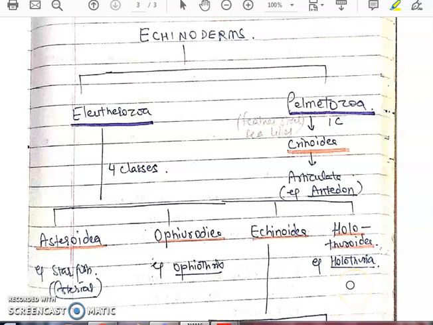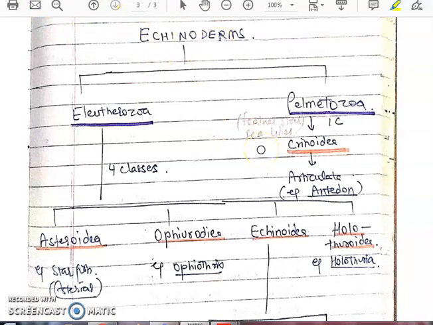Today we are going to study different larvae that are found in echinoderms. Most of the echinoderms show indirect development, which includes one or more larval stages. So we will study these larvae according to the class. Let us revise the classification.